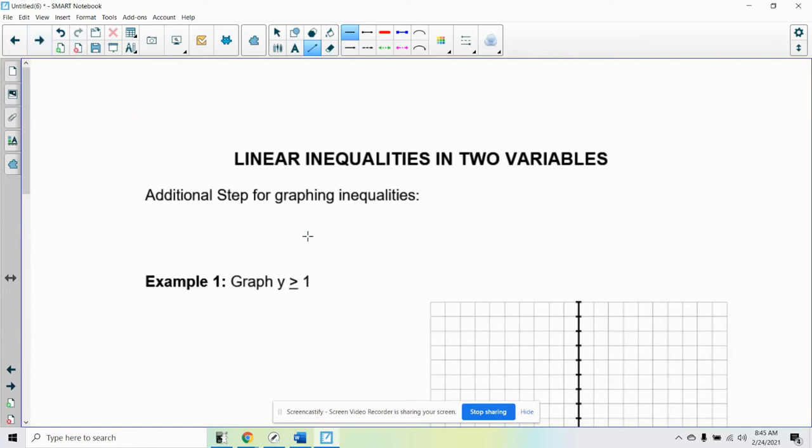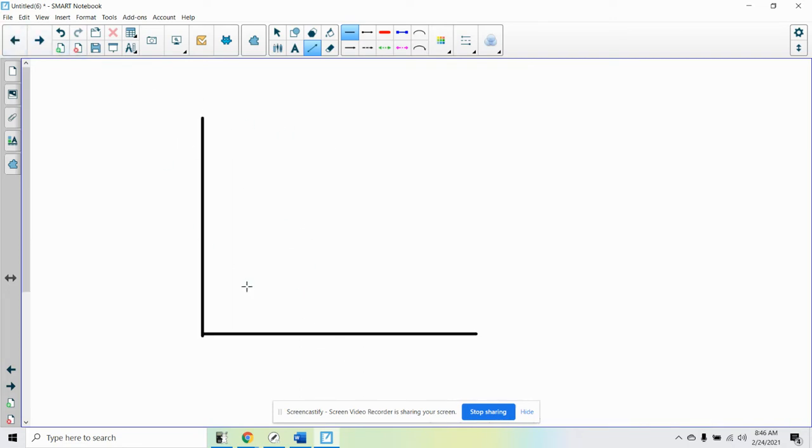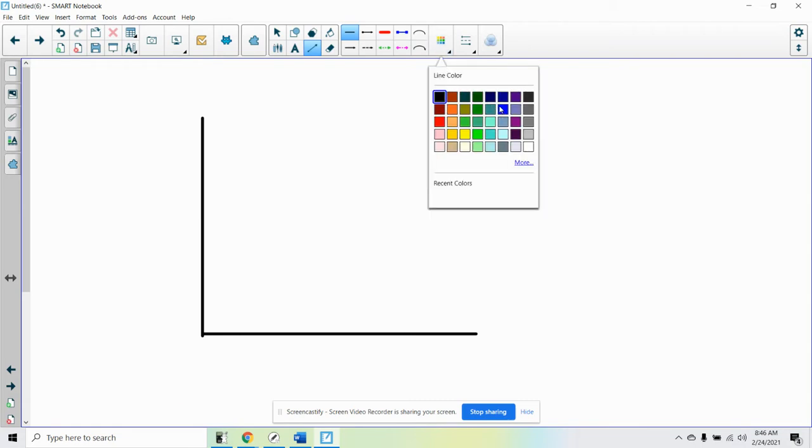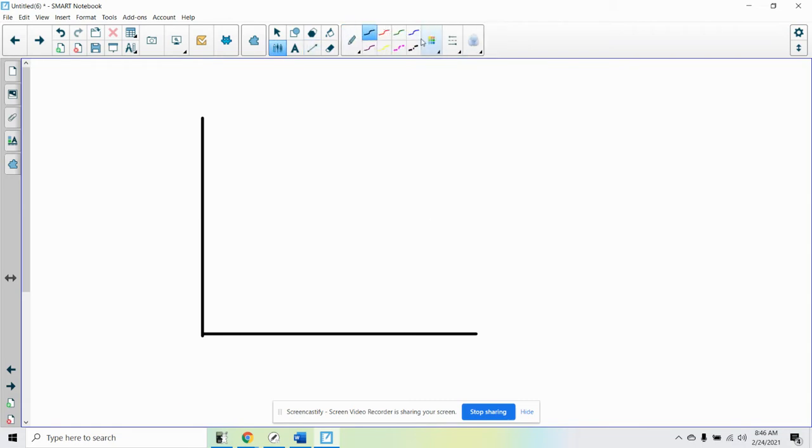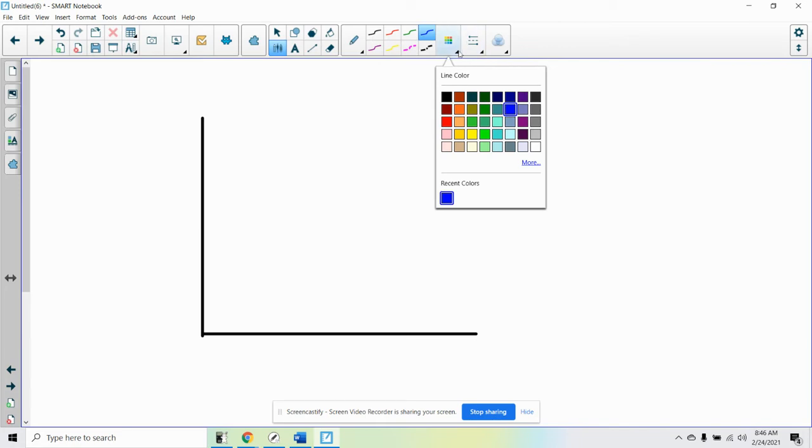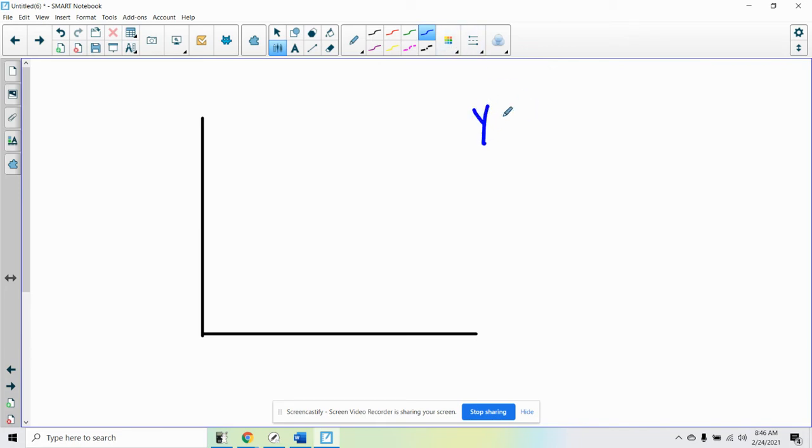Okay, so today we're going to focus on linear inequalities in two variables. It's literally just one extra step than graphing lines. So basically, if I have this coordinate plane here and I graph the line, let's just do this, y equals negative x plus 4.